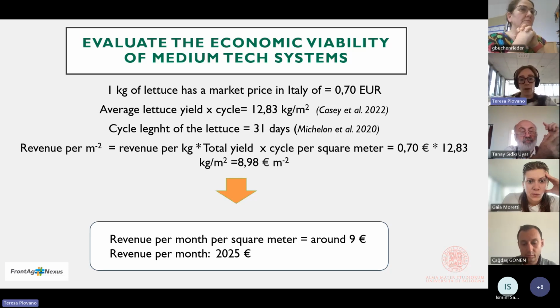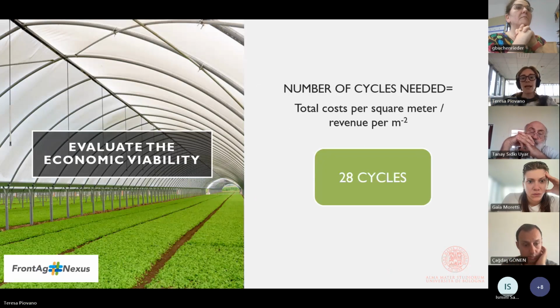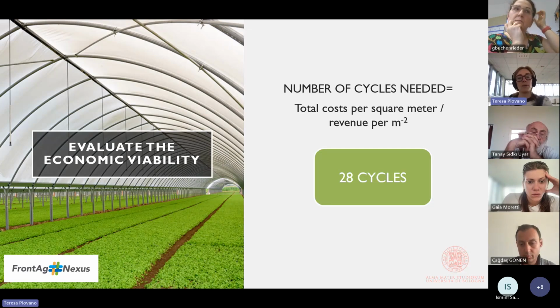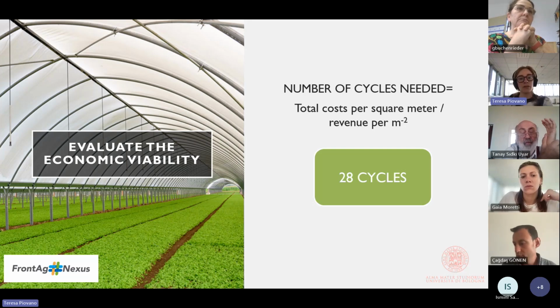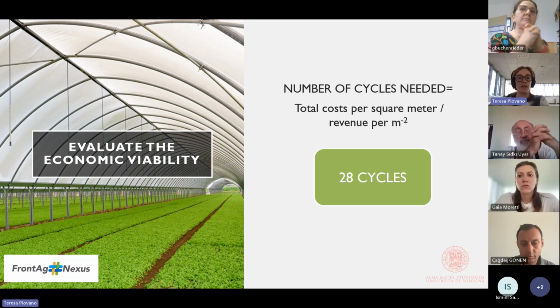So knowing my revenue per month and per square meter, I can define how many cycles I have to do to repay my first investment. And I can calculate it by dividing the total cost per square meter by the revenue per square meter. So I know that in 28 cycles of production of lettuce, in this case, this is an example, I can return my first investment.